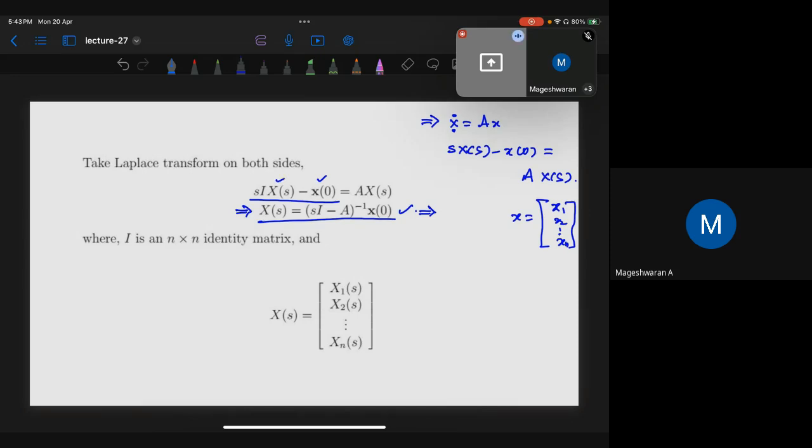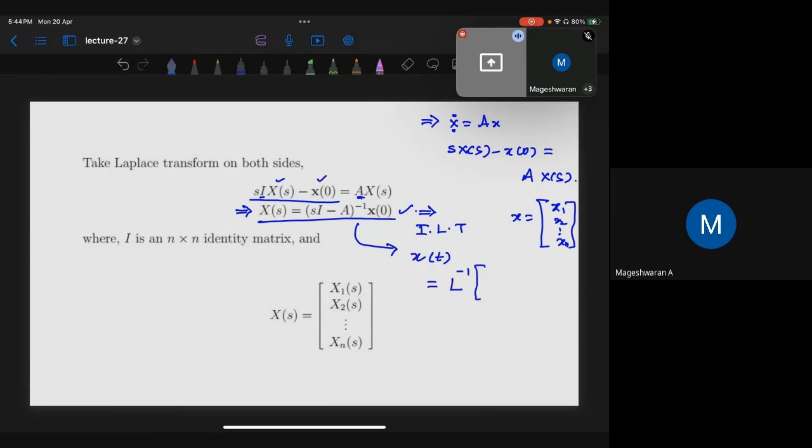So x of s means what? That is a function of s. It has to be equal to this. So that's why we are multiplying with I, the identity matrix. Now from this, can anyone tell me how I can find x of t? Taking the inverse Laplace transform. Yes.